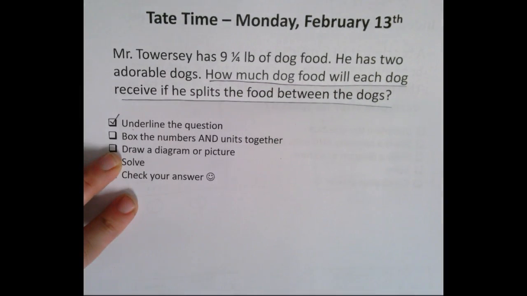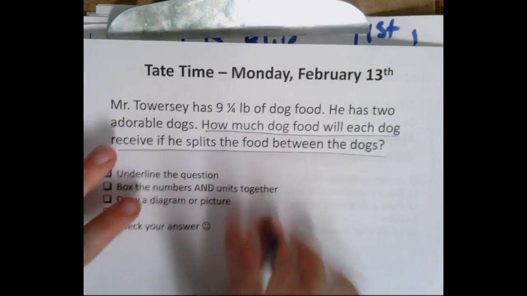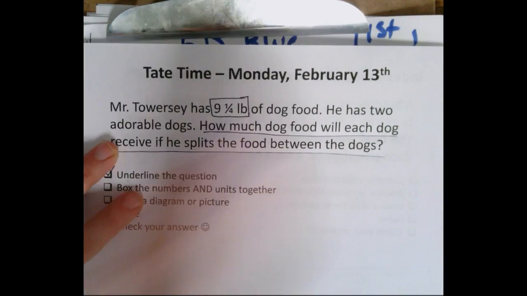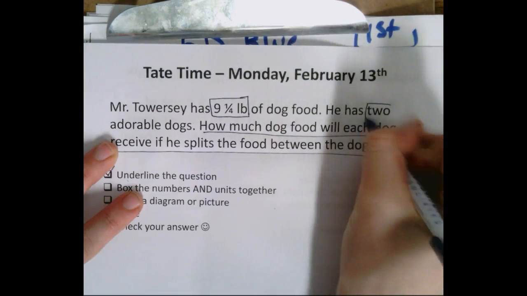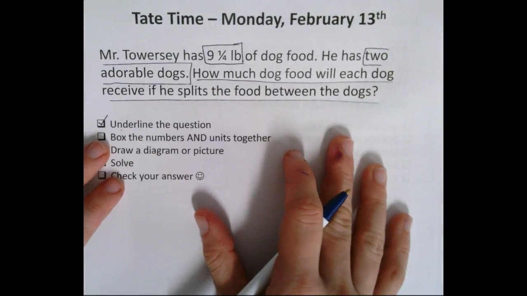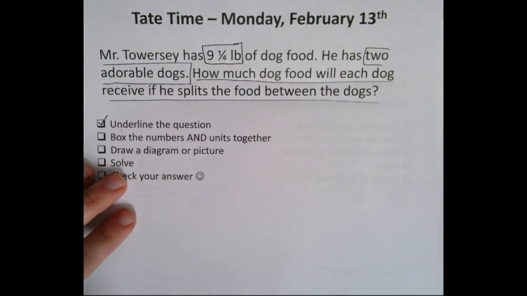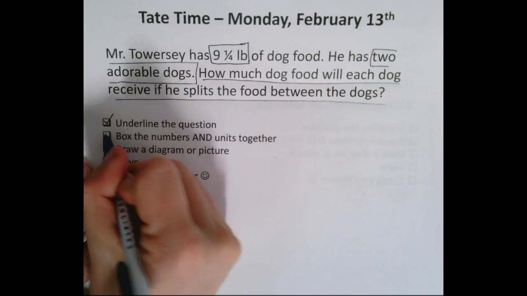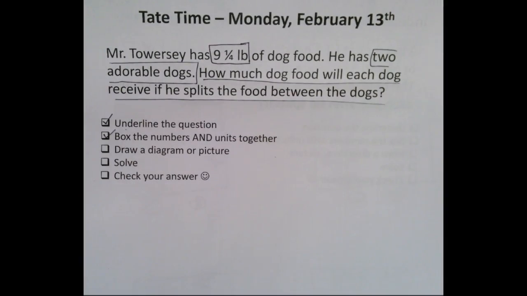Let's box the important numbers and units together. So, we have 9 1/4 pounds, and we're splitting that between two adorable dogs. This problem is pretty simple in terms of the information, but the math is where it gets a little complicated. Check that. Now let's draw a diagram.